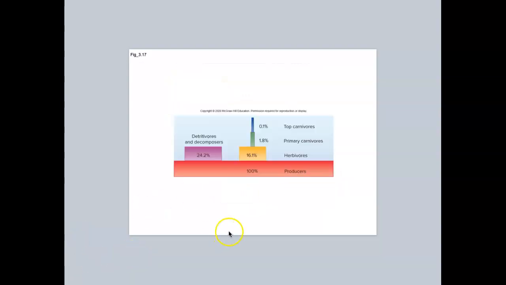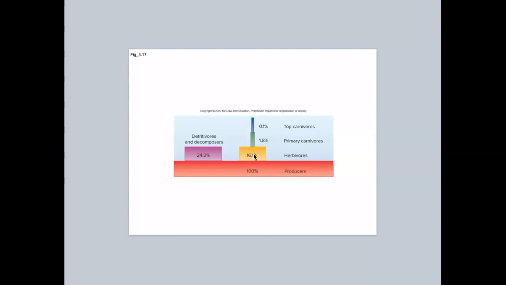Now, one thing about feeding levels that I want you to be aware of, and it's important that you know, is that as we move up trophic levels, as we go from producers to herbivores to primary carnivores to top carnivores, we average moving only about 10% of the energy available to the next level. What that means is if you think about this in terms of productivity, 100 pounds of grass consumed by the herbivores would result in the herbivores gaining only 10 pounds of weight.